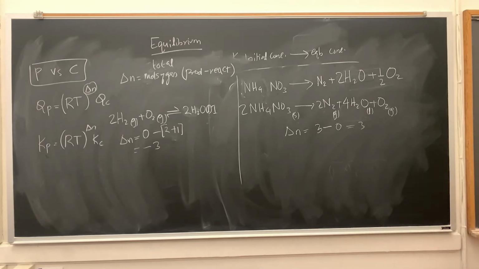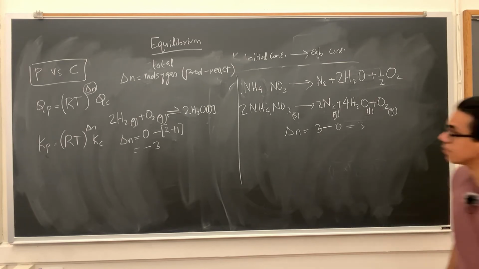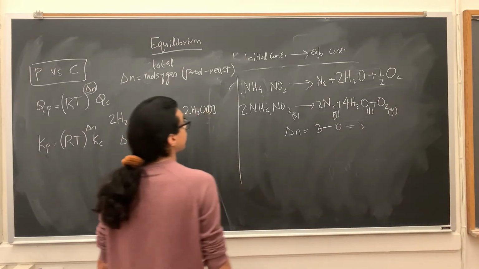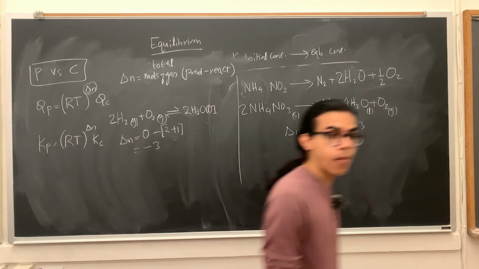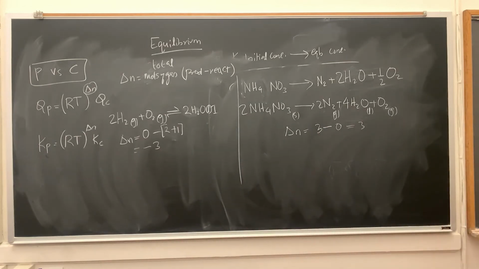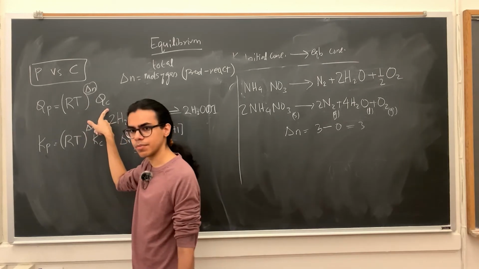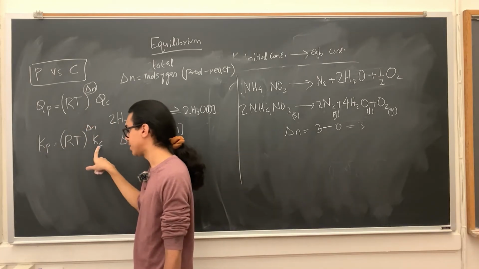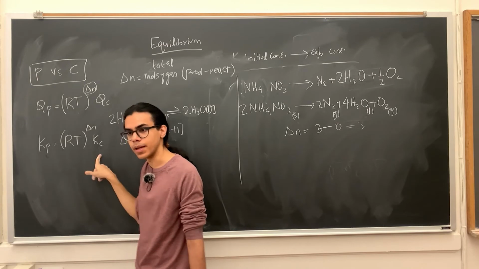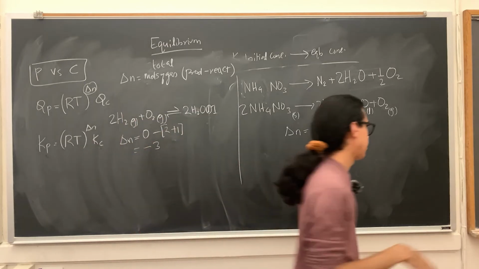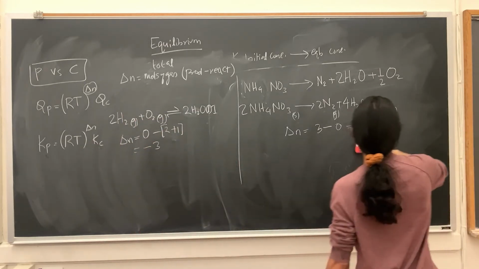That's interconverting between the two. Great. Which one were you not sure about? Whether it's Kp equals stuff times Q, Kp equals stuff times Kc, or Kc equals stuff times Kp. Yeah, it's one or the other. Okay.